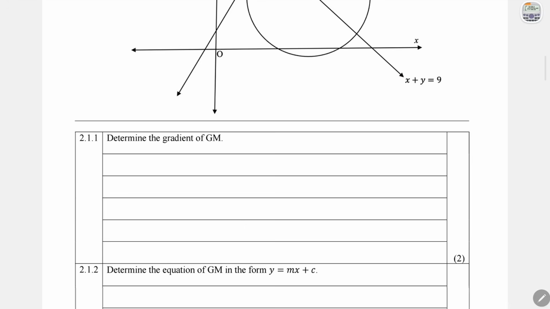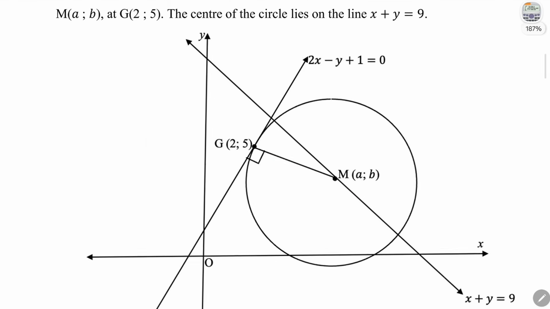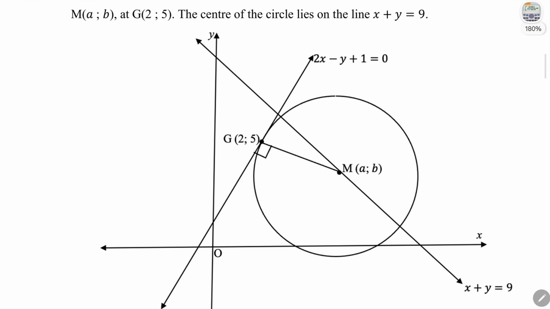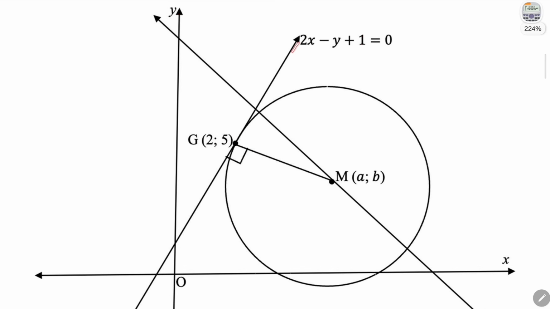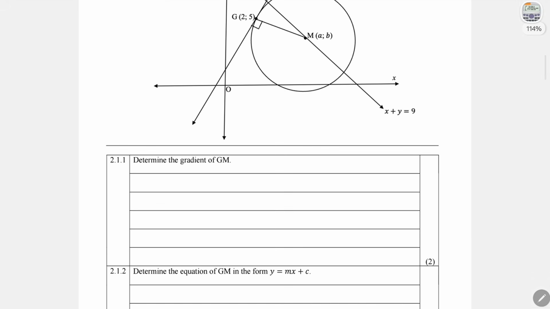And the first question is to find the gradient of GM. So looking at GM, do you see how we don't have M? We don't have the coordinates of M, but we do have the equation of the tangent to the circle at G. And what do we know about the tangent to a circle and the radius? Okay, at that point of contact, they are perpendicular. So we can use the properties of perpendicular lines in this case.